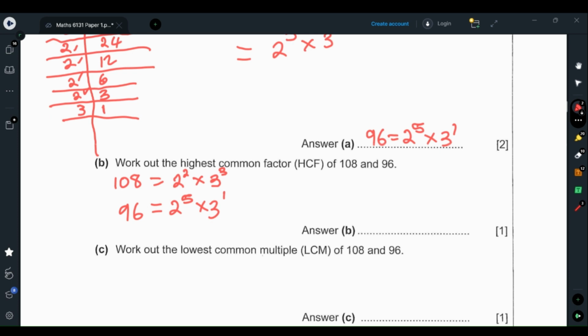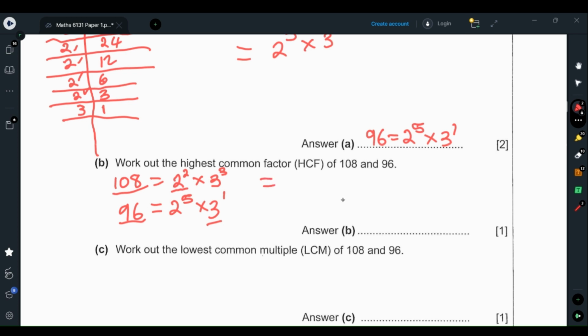So the highest common factor of 108 and 96. The highest common factor simply means a factor which is common in 108 and 96, which is the highest number as well. So in this case, we have 2 to the power 2, which is 4, and here we have 3 to the power 1.